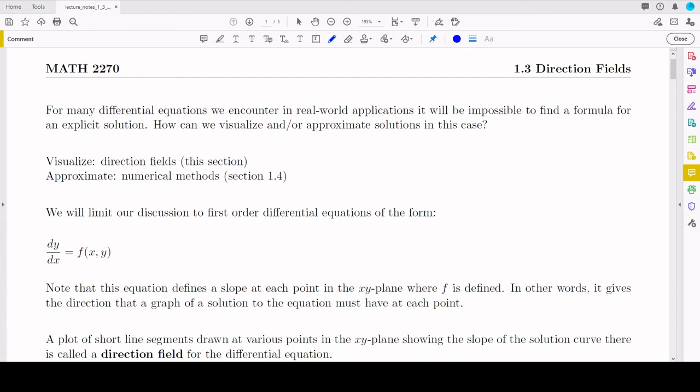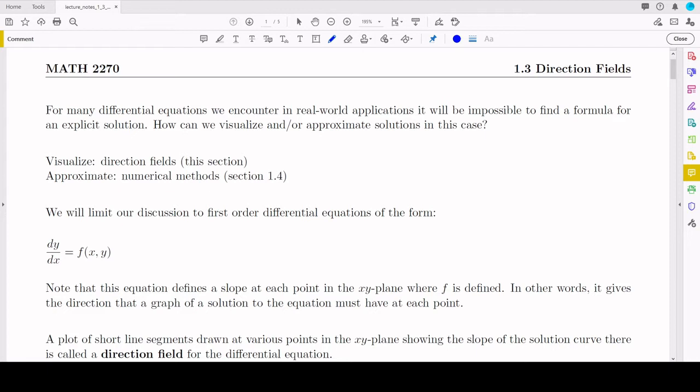In this section, we'll talk about direction fields. For many differential equations we encounter in real-world applications, it will be impossible to find a formula for an explicit solution. So how can we visualize and/or approximate solutions in this case? This section will talk about visualization, which is direction fields. And then in the next section, we'll see how to approximate solutions using numerical methods.